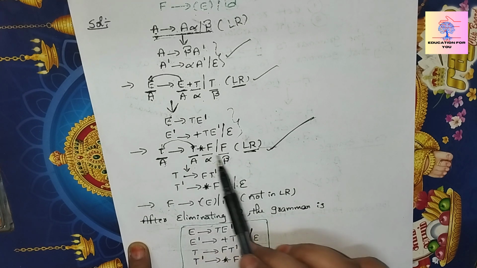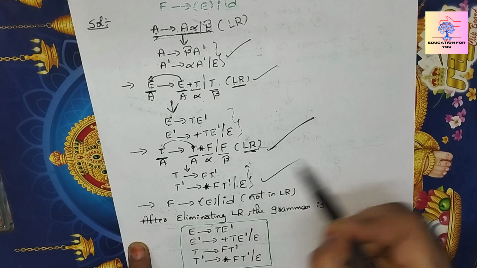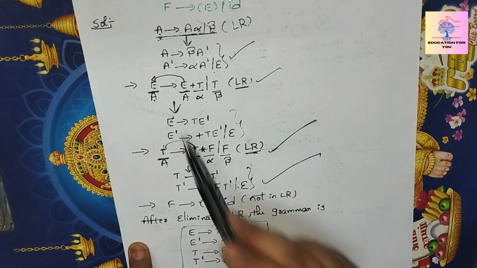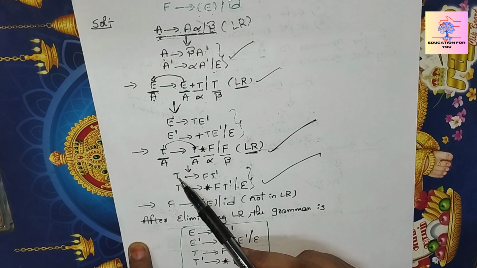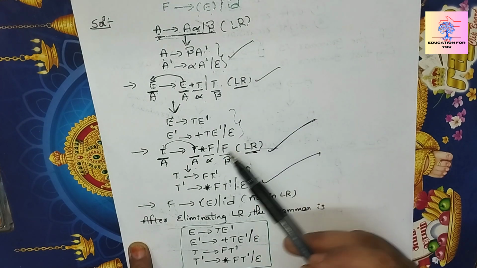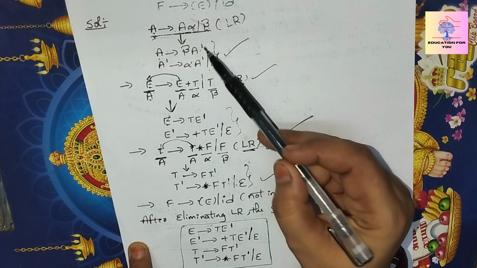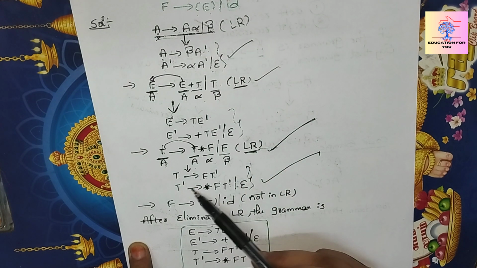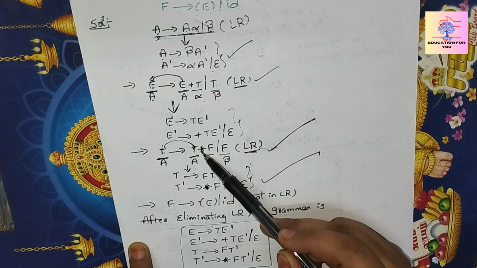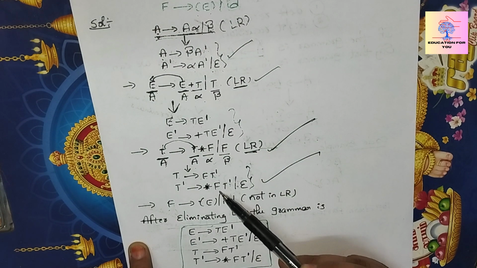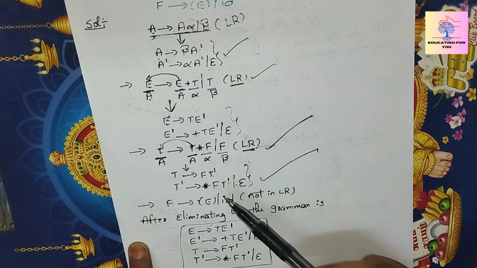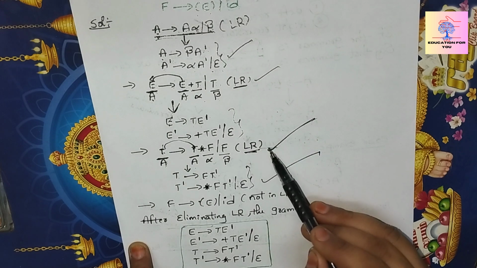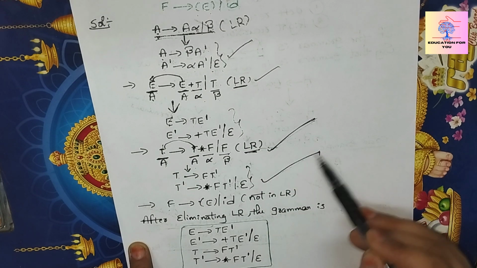You have to replace this entire production with these two rules, by applying this formula. What is meant by A here? T. T produces beta, and beta means F. A dash means T dash. Now the next one: T dash produces alpha, and alpha here is star F, so star F, and then T dash or epsilon. So we replaced this left recursion production rule with these two productions.